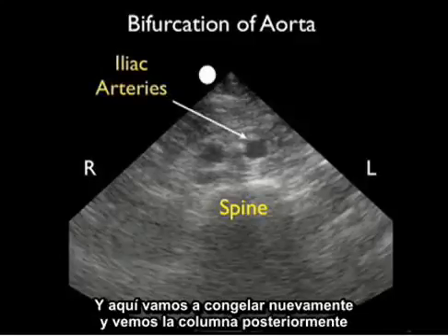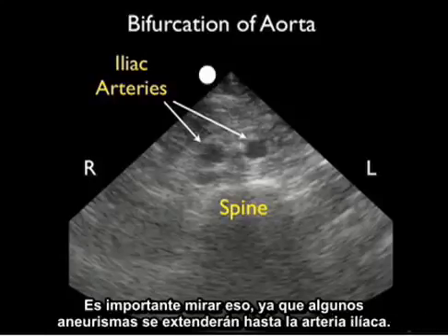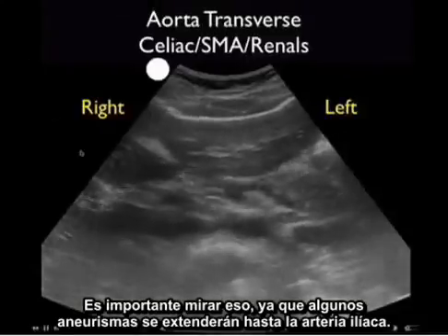And here I'll freeze it down again, and we see the spine posteriorly, and just on top of that, the paired iliac arteries, right and left. And it's important to look at that as some aneurysms will extend all the way down into the iliac artery.